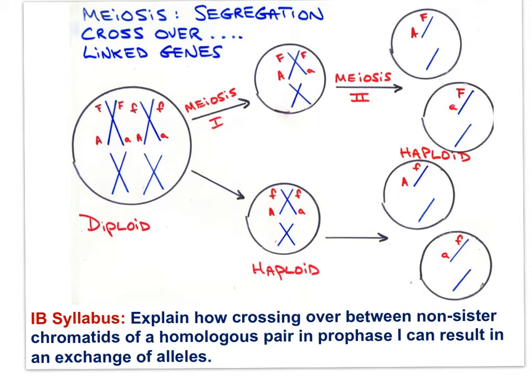When we look at independent assortment, we'll be looking at the way in which different homologous pairs line up at the cell equator to understand the genetic variety that comes from independent assortment. When we're looking at the genetic variety that arises from crossover, we really only need to focus on one pair, as I have with the F and A genes in these slides.